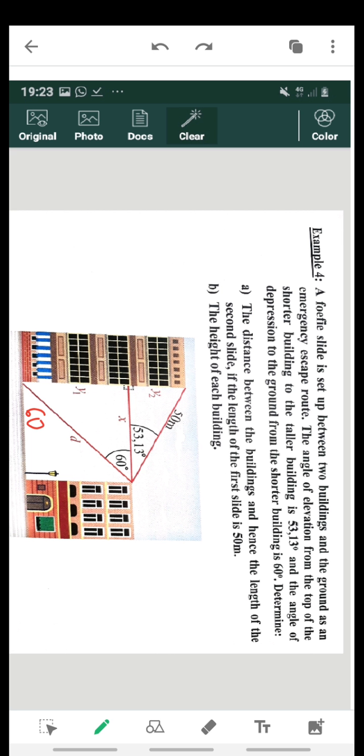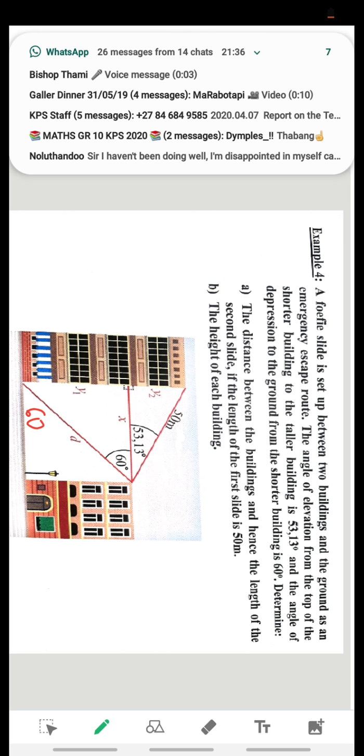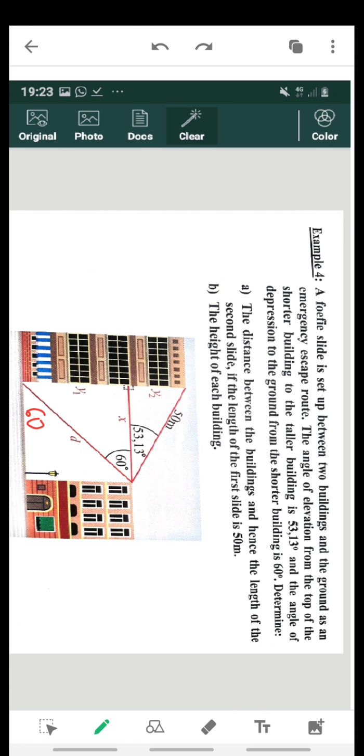So what I want you to notice is we have two right angle triangles there, and we need to work with them separately. The first one that I'm going to use is the top one with the information 50 meters, 53,13 degrees, and x, in order for me to find x. Now let's check how we do that.